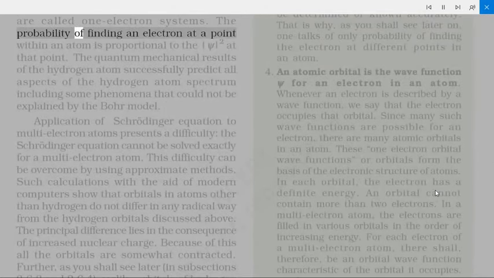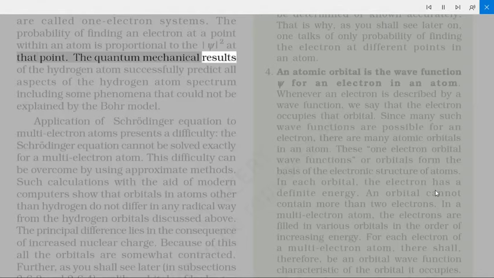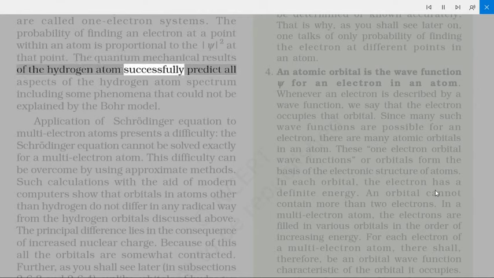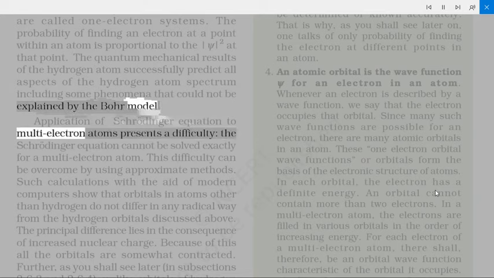The probability of finding an electron at a point within an atom is proportional to |ψ|² at that point. The quantum mechanical results of the hydrogen atom successfully predict all aspects of the hydrogen atom spectrum, including some phenomena that could not be explained by the Bohr model. Application of the Schrödinger equation to multi-electron atoms presents a difficulty.